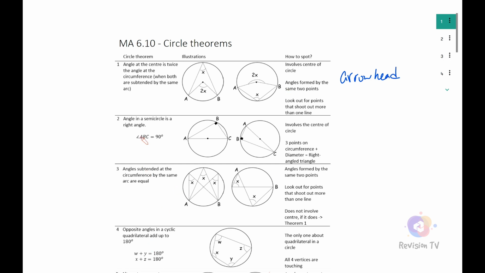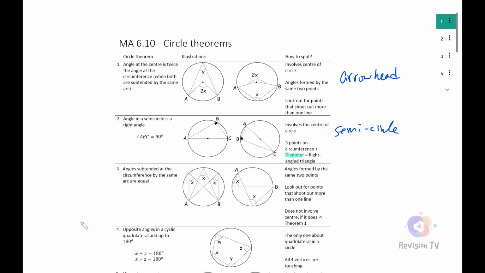The second one is angle in a semicircle is a right angle. If you see a triangle inside a semicircle, then the angle there will be 90 degrees. To spot it, it involves the center of the circle again, and when you have 3 points on the circumference with a diameter, that's a right angle. So diameter is a keyword. If you remember diameter and a triangle, that is a right angle triangle. The way to remember again is semicircle.